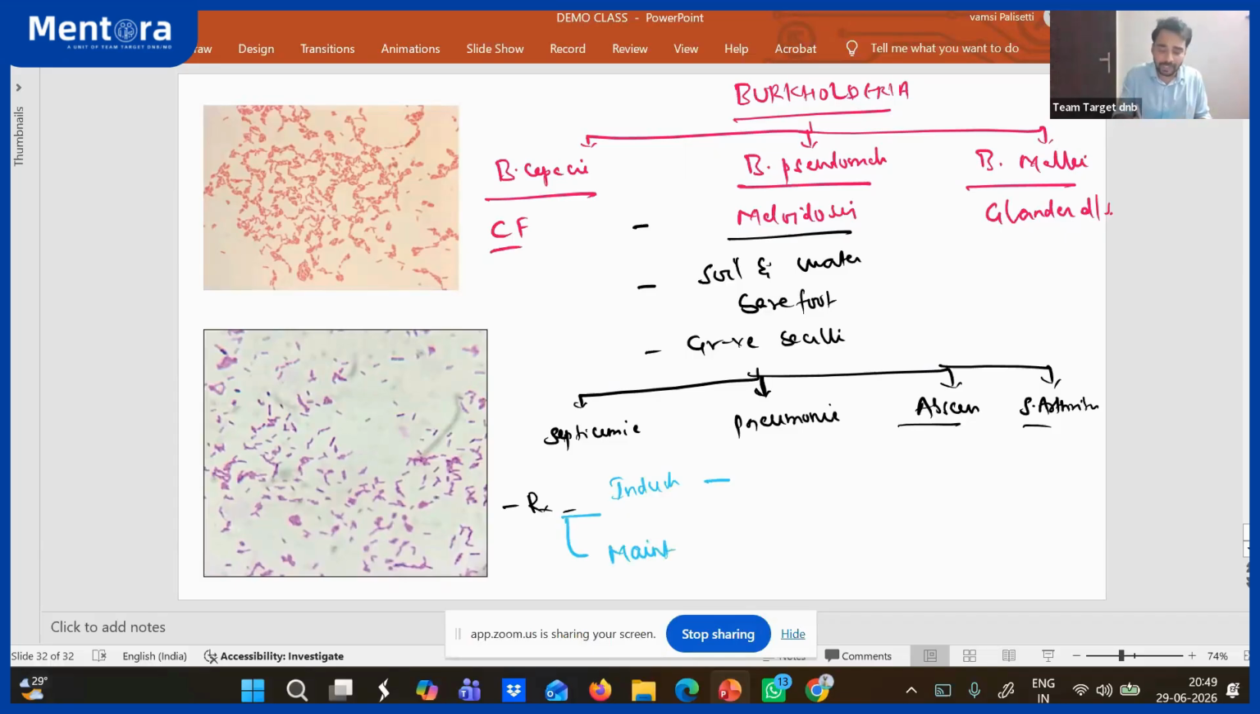Okay, in the induction phase you have to give either meropenem or ceftazidime for 2 weeks. Very important. Then in the maintenance phase you have to give cotrimoxazole, sulfamethoxazole, for about 3 months. Very, very important. 3 months. Extensive treatment, because it's a facultative intracellular organism. So you have to give it extensively for 3 months.